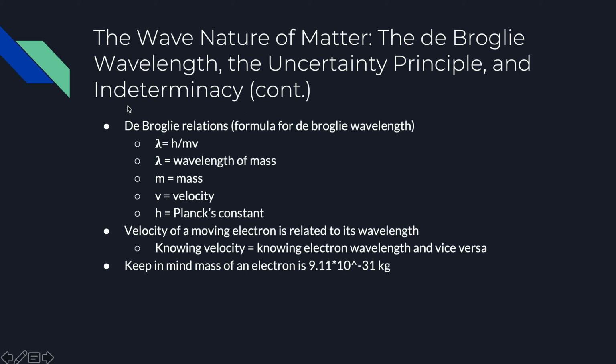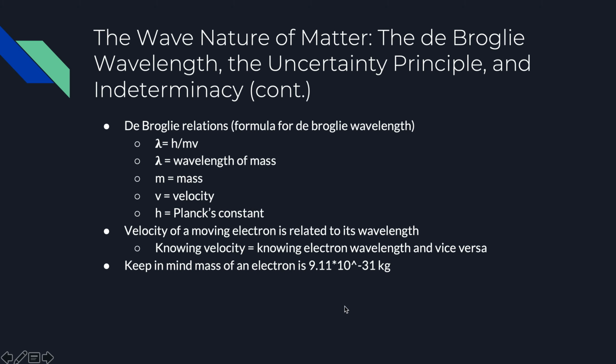And this results in the de Broglie relation, which is the formula for de Broglie wavelengths. So lambda is equal to h over mv, where lambda is the wavelength that the mass emits, m is the mass, v is the velocity, h is Planck's constant, and the velocity of a moving electron is related to its wavelength. So essentially, knowing the velocity means you know the electron wavelength, and if you know the electron wavelength, you'll know the velocity.